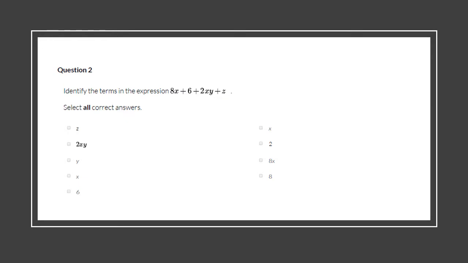Identify the terms in the expression 8x plus 6 plus 2xy plus z. So the terms are just the components in between the addition and subtraction signs. So I've got 8x, 6, 2xy, and z. So I'm going to start over here. I see z, I see 2xy, I see 6, and I see 8x. So I've got all 4 of my terms listed, and so I am done on that one.